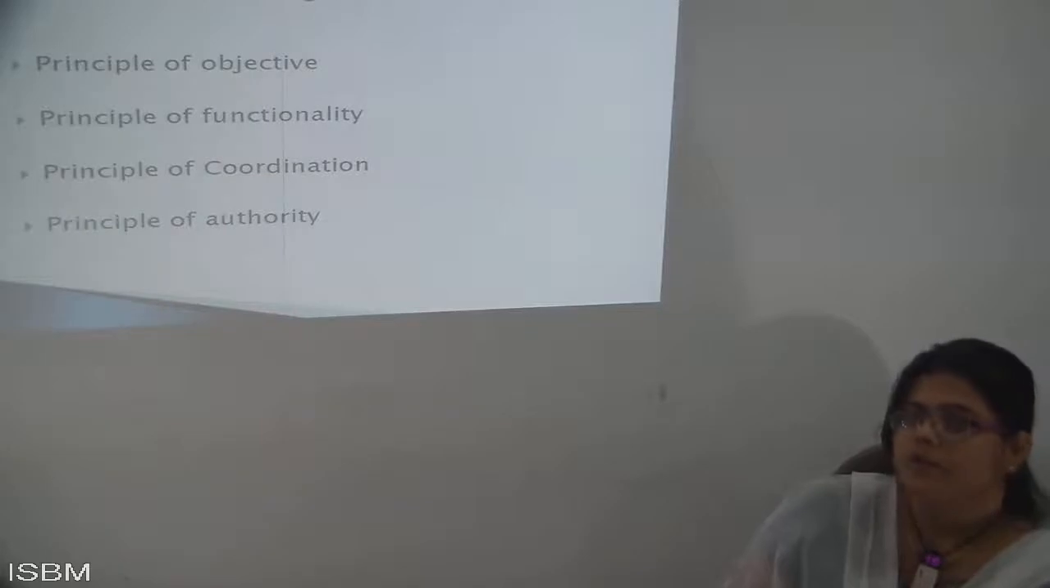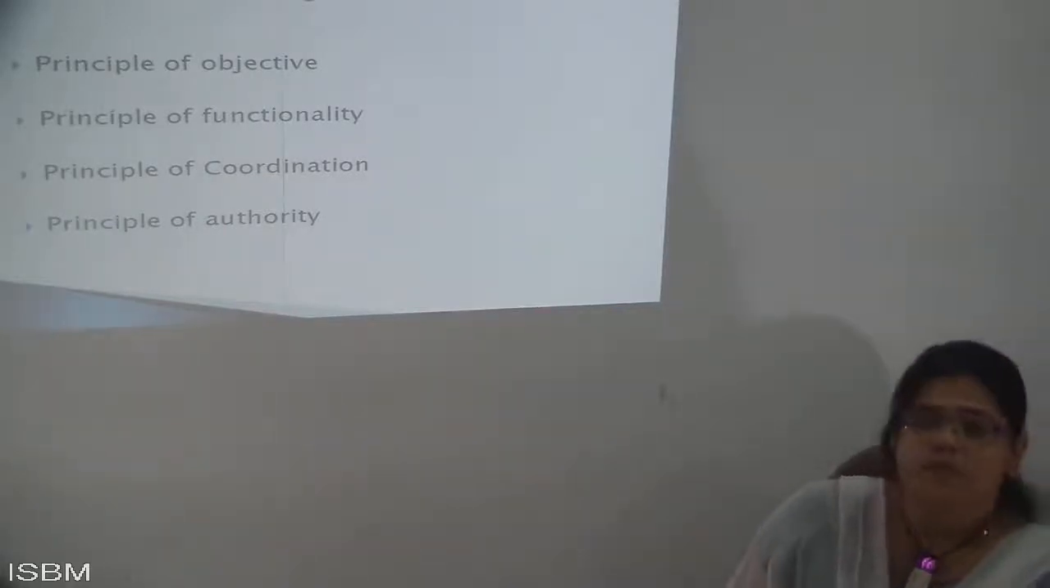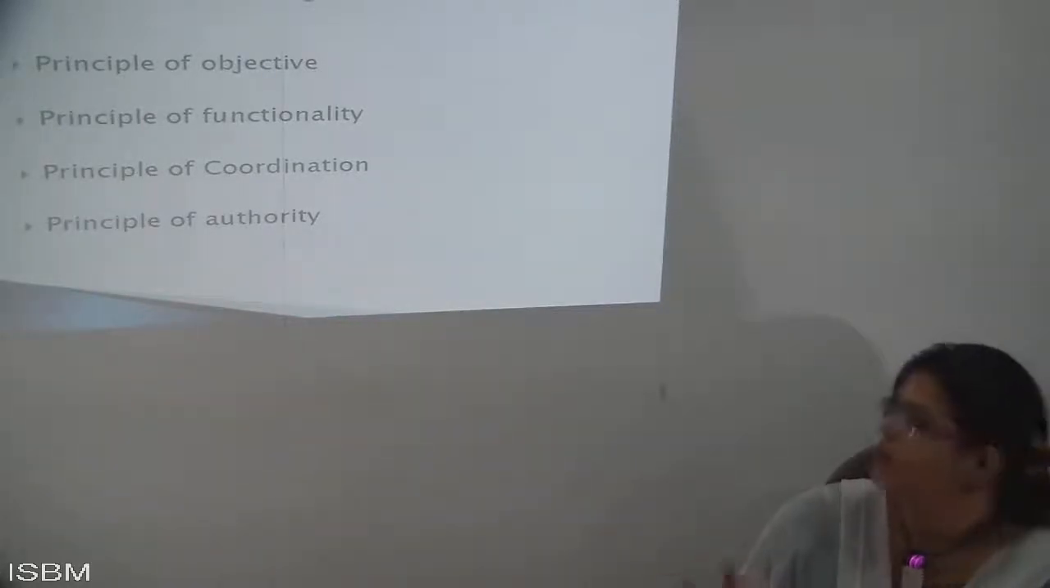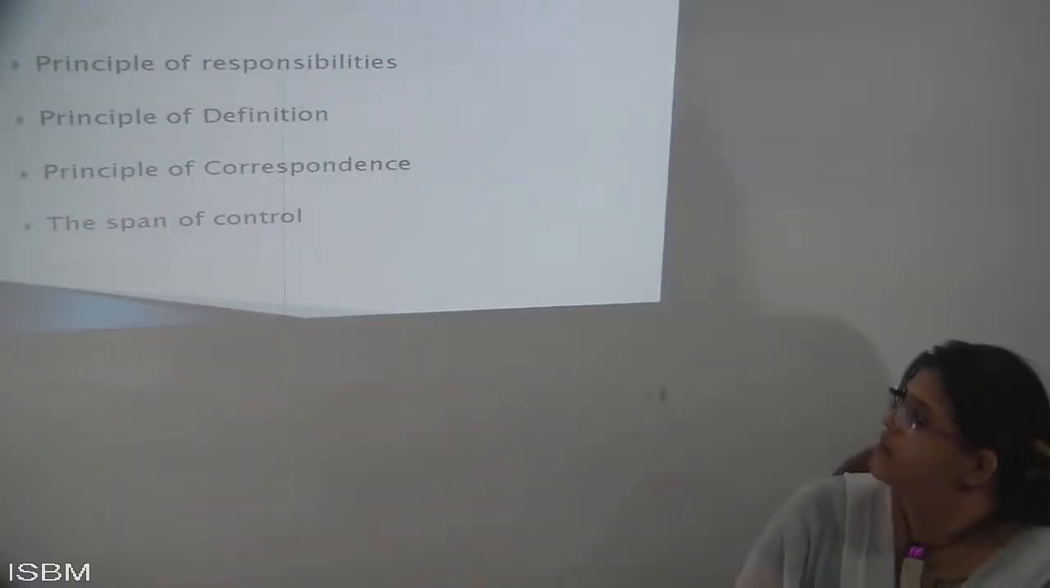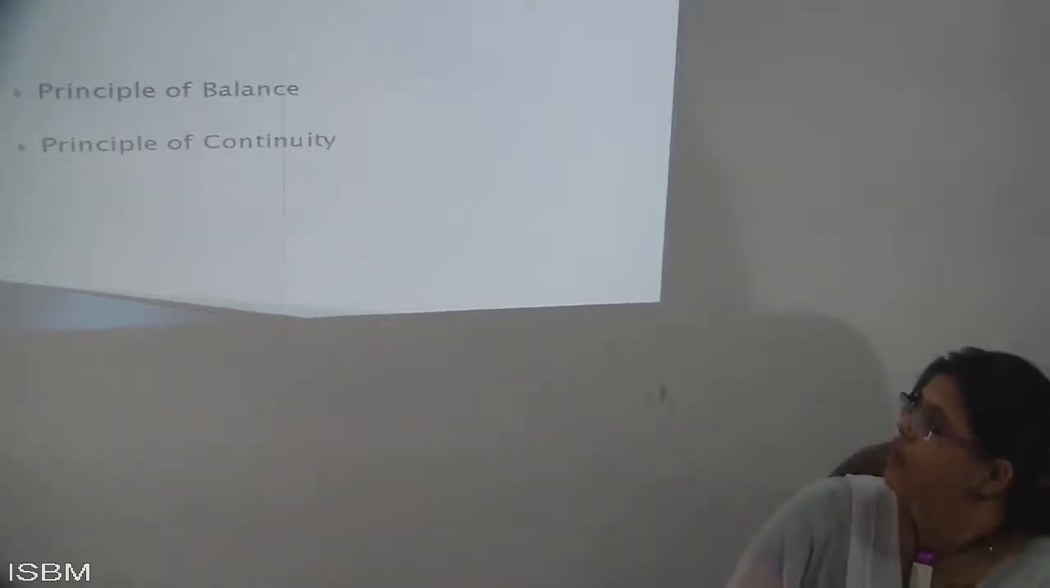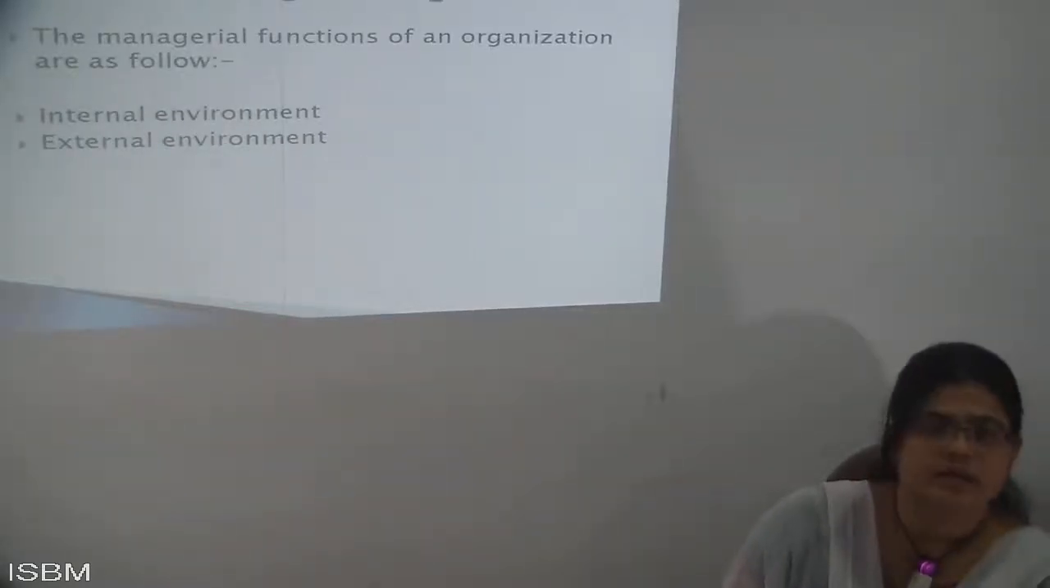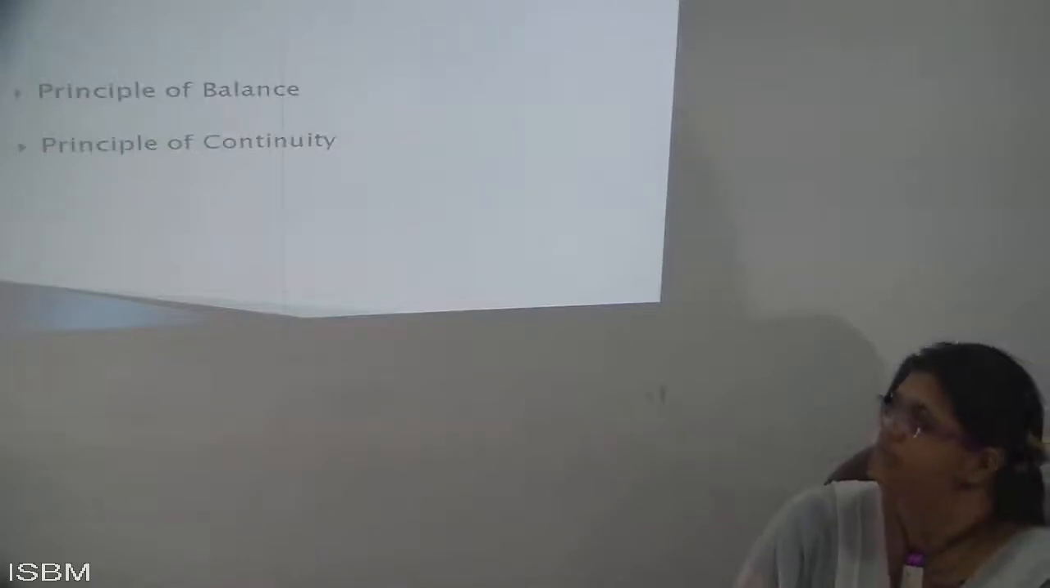Now, without the principles, not even with the help of rules, can you function each and every thing. First, without objectives, without functionality, and without coordination, you require authority, responsibility, definitions, correspondence, control, balancing, and continuity. These are the different principles.